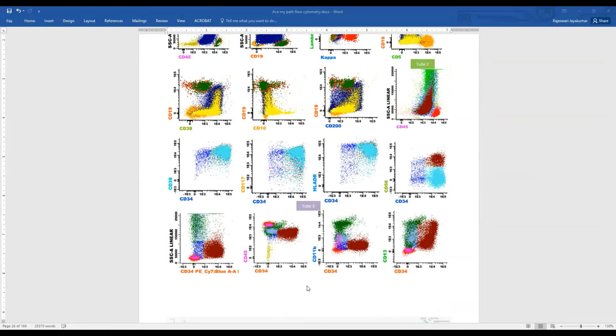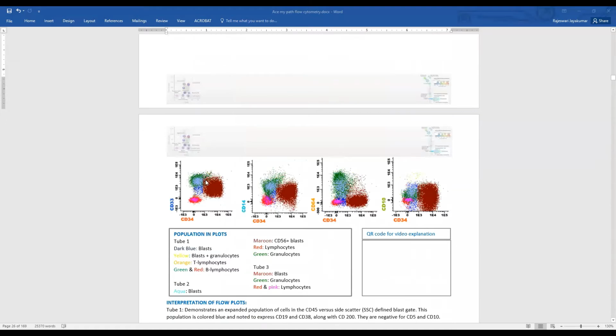And this is another gate with additional markers. Here, the blasts are painted in maroon, and these blasts express partial CD13. They're negative for CD11b. They're positive for CD33. They're negative for CD14. I'm calling this negative because the green cells are granulocytes, and granulocytes are negative for CD14, and our blasts express a similar intensity of CD14 as the granulocytes. So sometimes some markers can be noisy in flow cytometry.